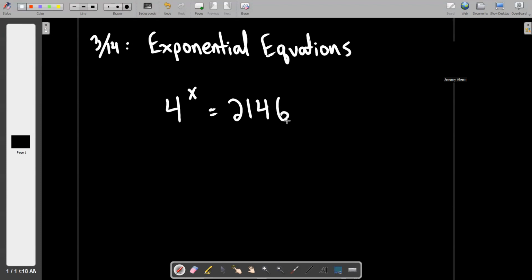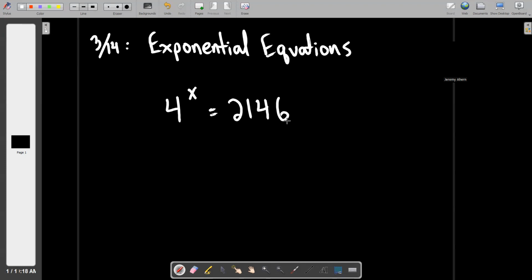So the idea here is, I don't know what power I would have to raise 4 to. If I did a little dry run, an experiment, we all know 4 to the third is 64, and we all know 4 to the fourth is 256. So maybe I try 4 to the sixth, and I go, oh no, that's too big. Then I go back and try 4 to the fifth. No, that's too small. So we can logically conclude that x has to be somewhere between 5 and 6, because 4 to the fifth is too small and 4 to the sixth is too big.